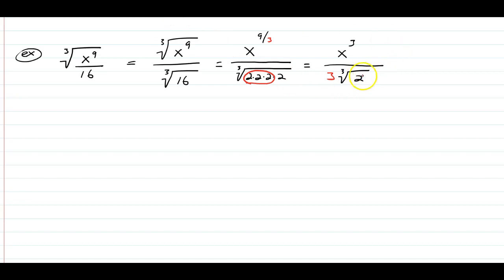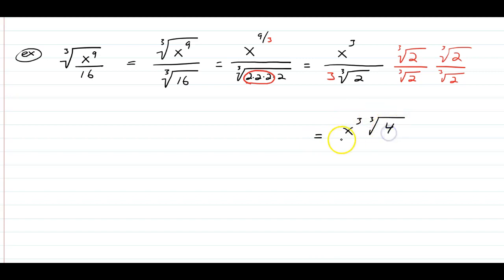Now, just like in the last problem, I don't want to have the radical there. So if I multiply by the cube root of 2, if we were to multiply these, I would only have two 2's underneath. So I need to do it one more time. So now underneath the radical, I have three 2's. On top, this becomes x to the third, the cube root of 4. On the bottom, we still have this 3.